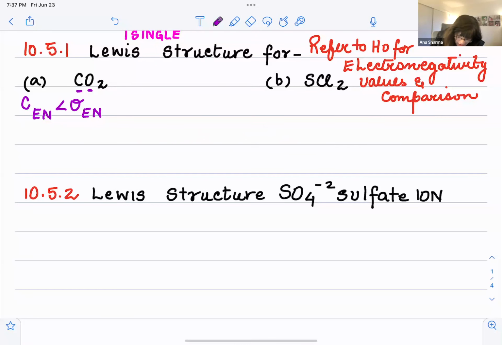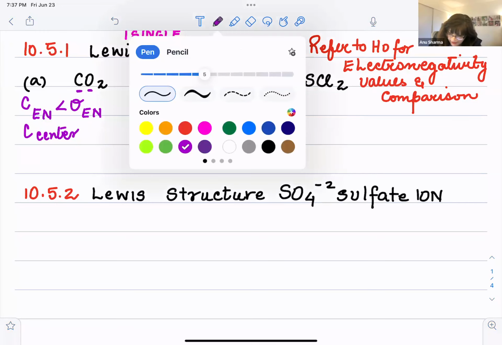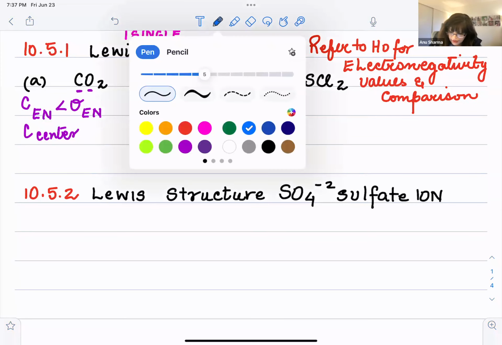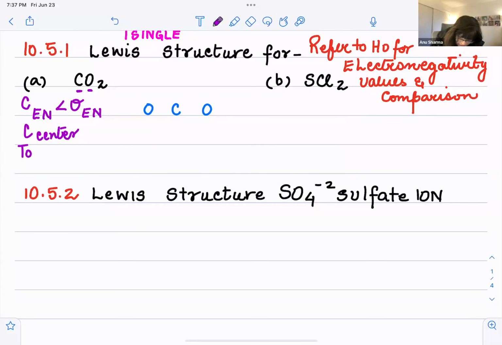That's why carbon is going to be in the center. Now you put carbon in the middle and you put one oxygen on one side and the other oxygen on the other side. Now, whenever you do these, there's something very important that you need to do, which is count the total valence electrons.